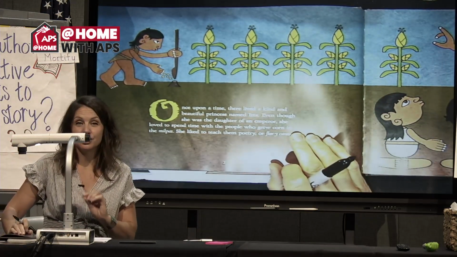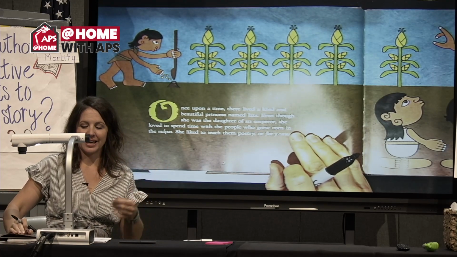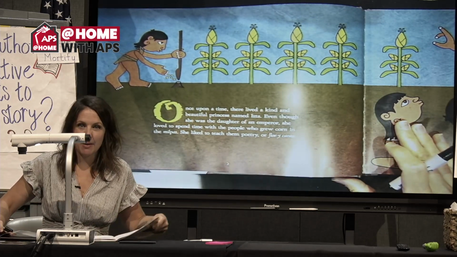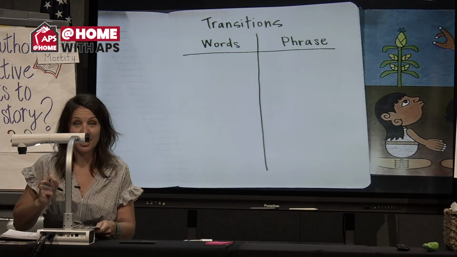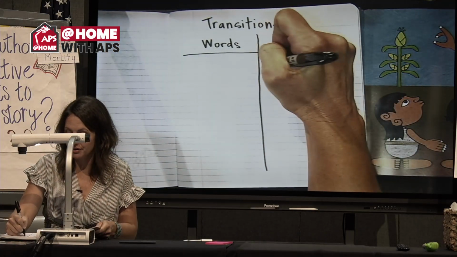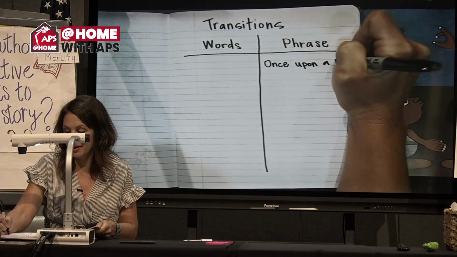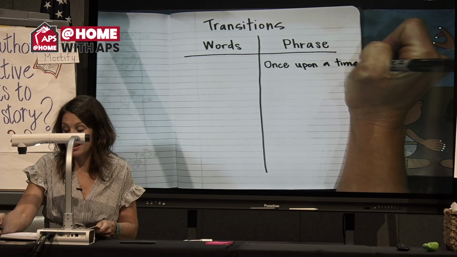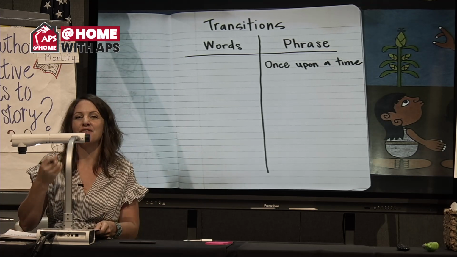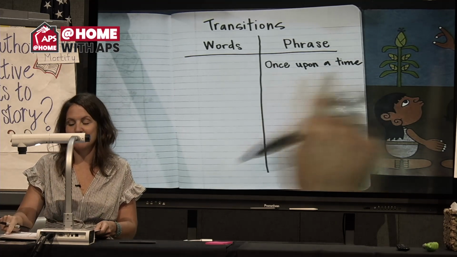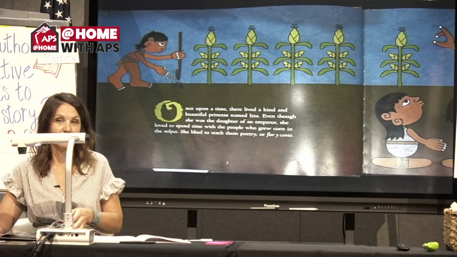Now, the author starts with a phrase, once upon a time. It doesn't tell me when it happened, but that it did happen. That is a phrase. I will add it to my chart. Once upon a time. That is a great fairy tale or fiction, which means fake, fictional narrative beginning. Once upon a time. Let's see what other transitions this author uses.